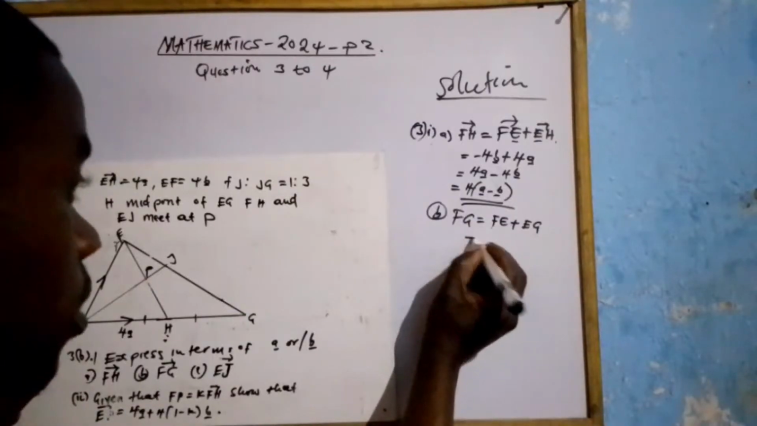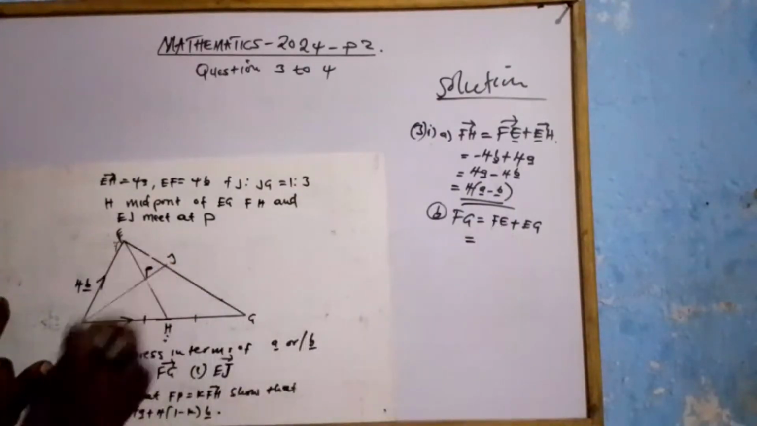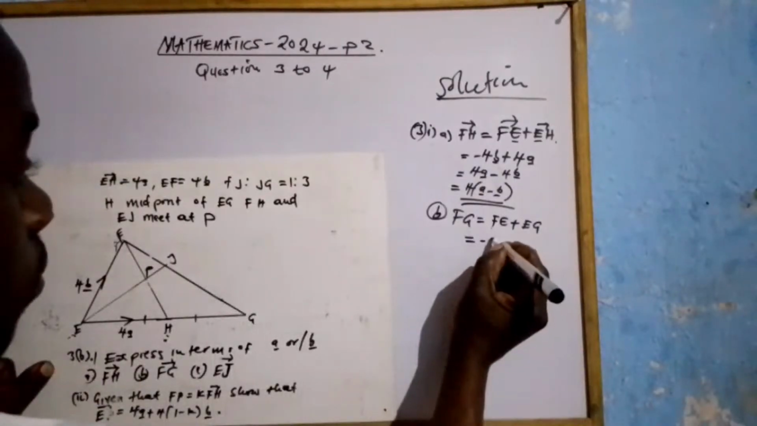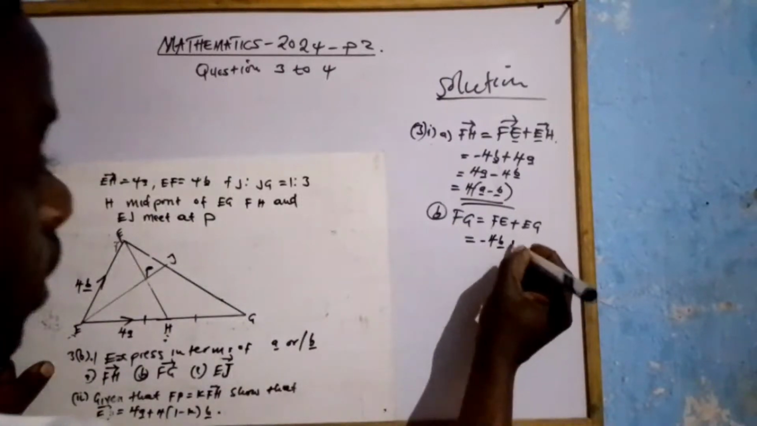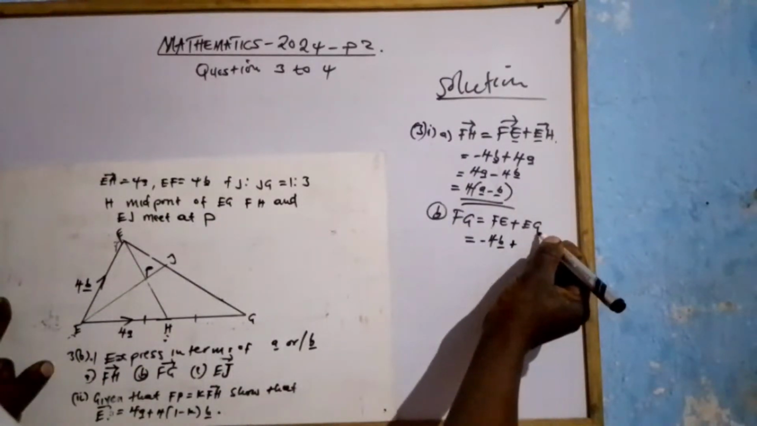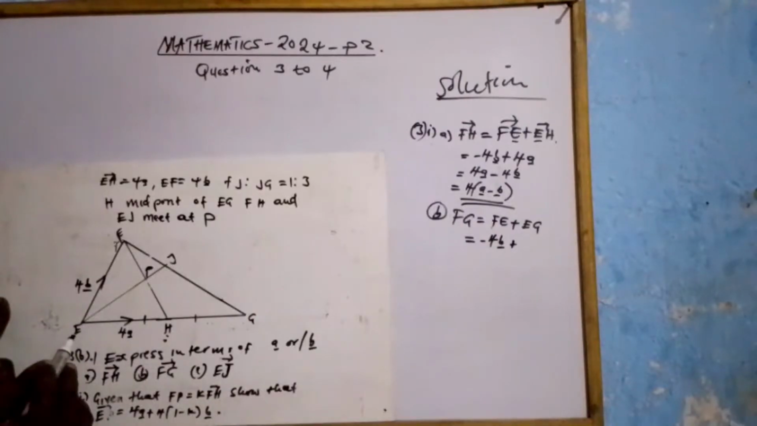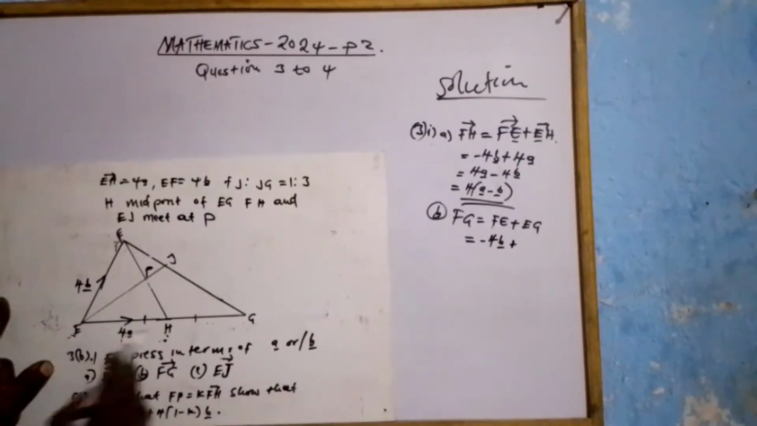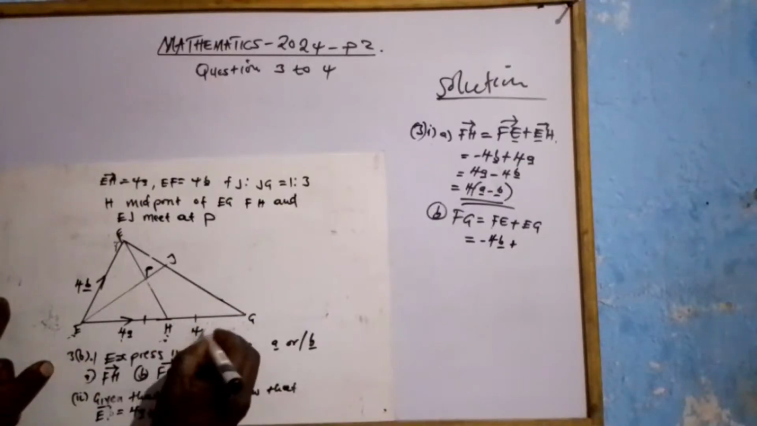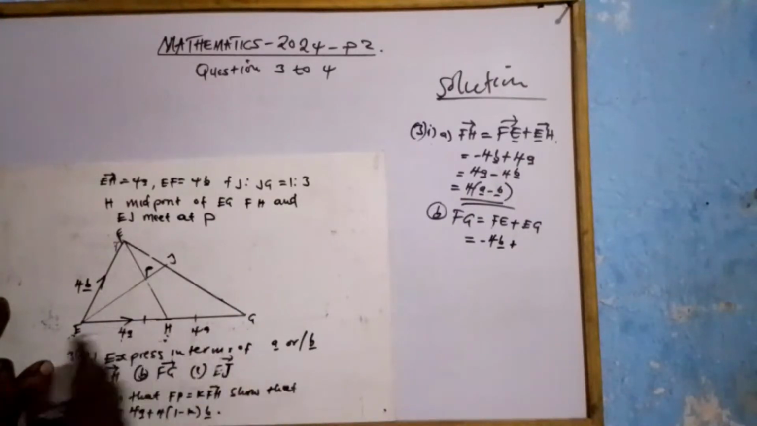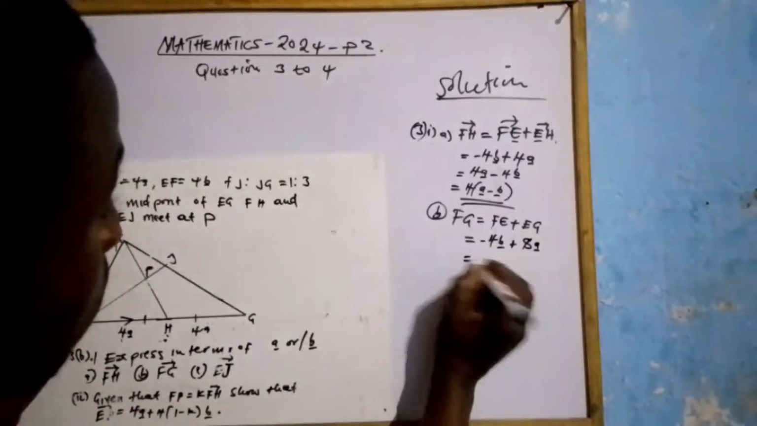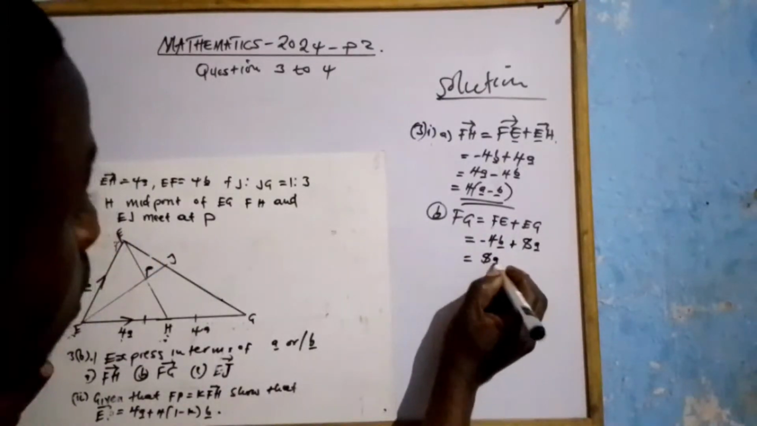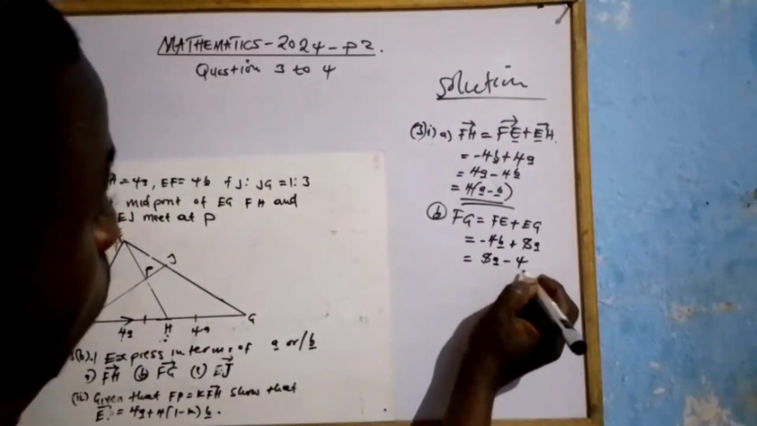In which it will be equal to FE, which is negative 4b, because we are moving in the different direction, then plus EG, which is 4a. Then here there is also 4a because of these marks, which means all this line is 8a. Then we start with the positive one, which is 8a, and minus 4b.